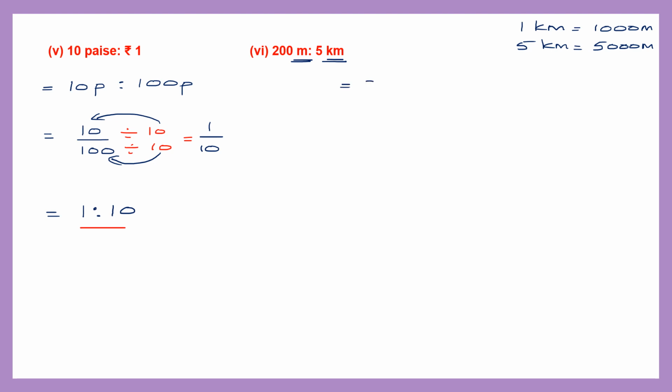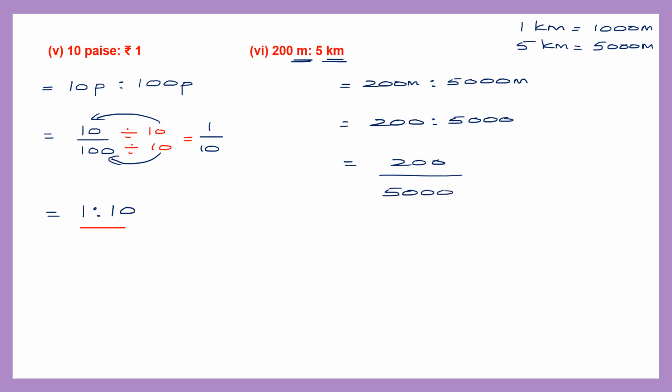So keeping this in mind, let's do this. So this will be 200 meters is to 5000 meters. So now both the units are the same, both are in meters. Now we can take only the numbers 200 is to 5000. Let's write it as a fraction 200 by 5000. Now both these are going to be reduced to the lowest term. So here let's divide both by 100. We can divide both by 100. So let's do that now.